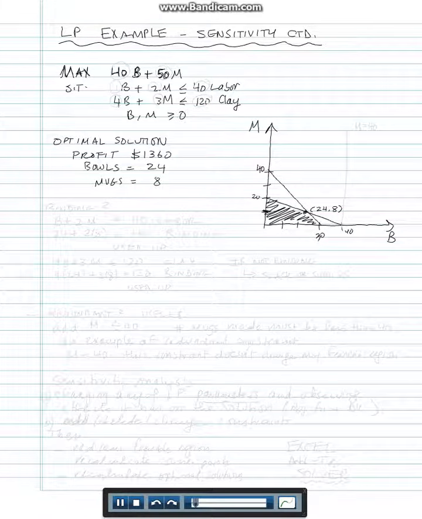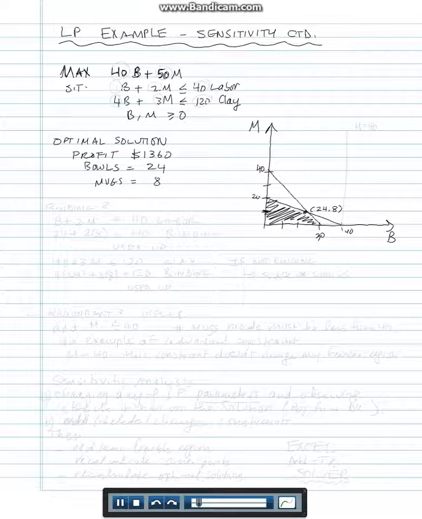Okay, we're continuing this example where we did an LP problem for making bowls and mugs, and we found that the optimal solution was to make 24 bowls and 8 mugs, and the total profit was $13.60. And this is the LP formulation: maximize 40B plus 50M.